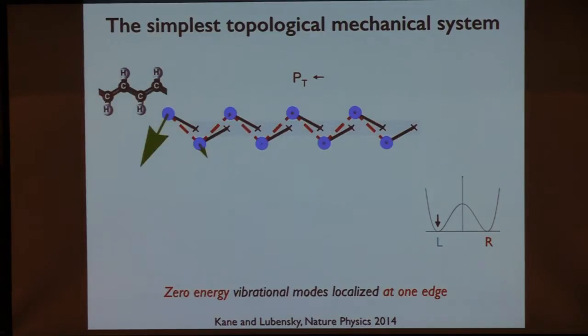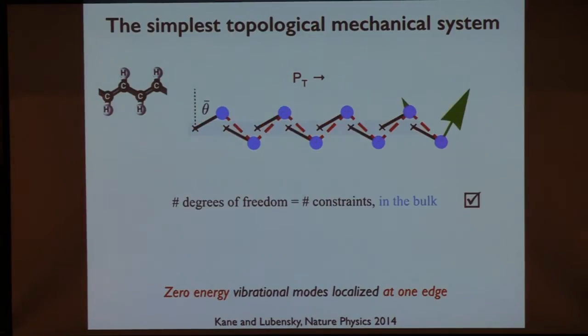Okay? In particular, notice one thing: if you count the number of degrees of freedom and the number of constraints in the structure, you'll find the number of degrees of freedom is 1, 2, 3, 4, 5, 6, 7, 8 rotors. The number of constraints is identical if you use periodic boundary conditions. But the moment in which you cut, there is an extra zero energy mode. And it gets localized at one of the edges.